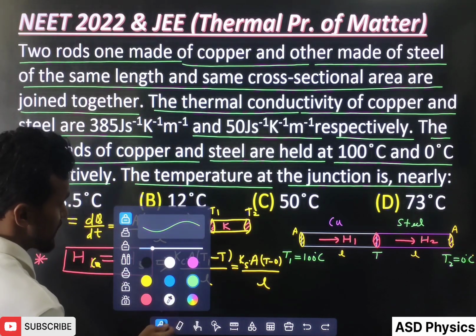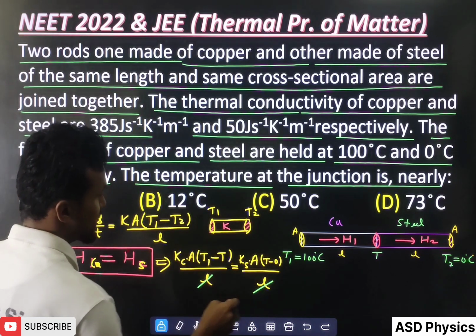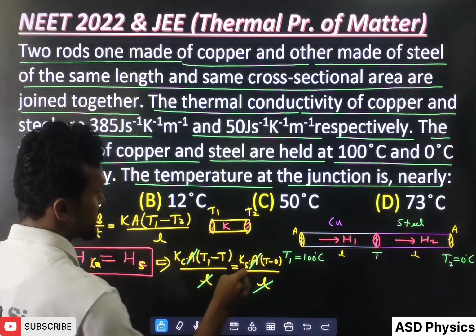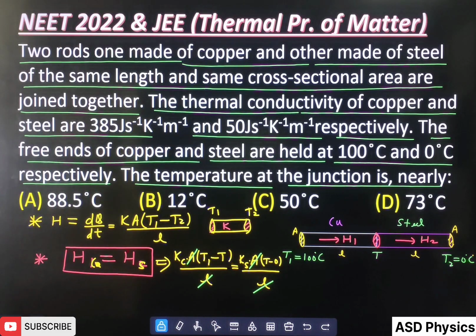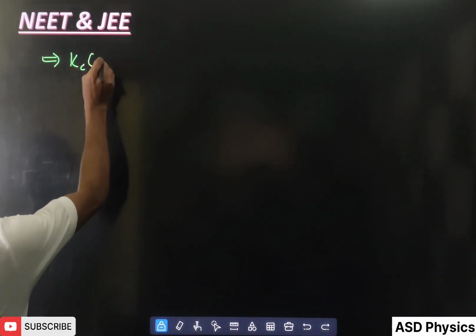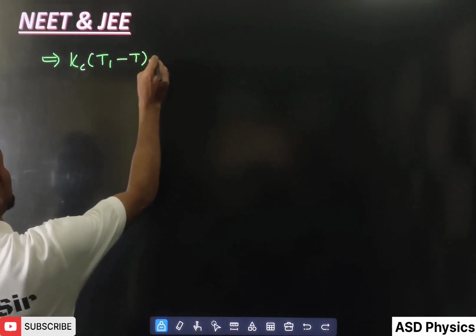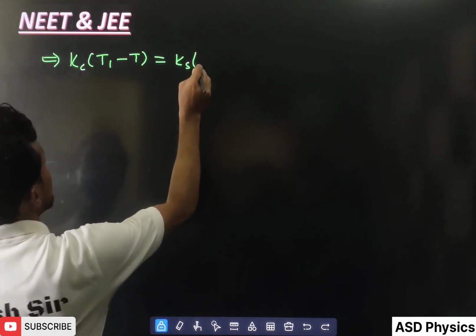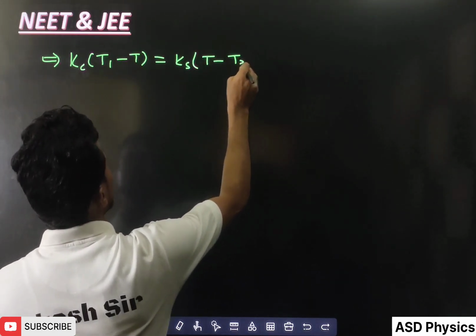After that, what are the things that will cancel out? See, this L and L is cancelled, this A and this A is cancelled. Okay, can you see very well? Is it? So after that, when we write here, see, I'm writing here Kc (T1 minus T) is equal to Ks (T minus T2).